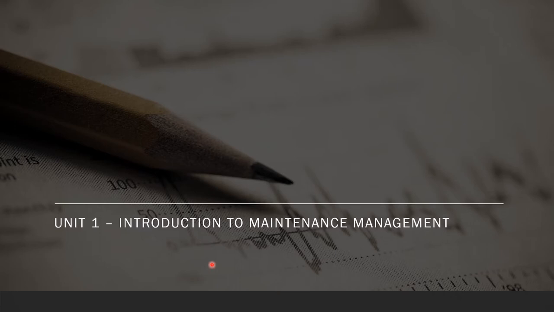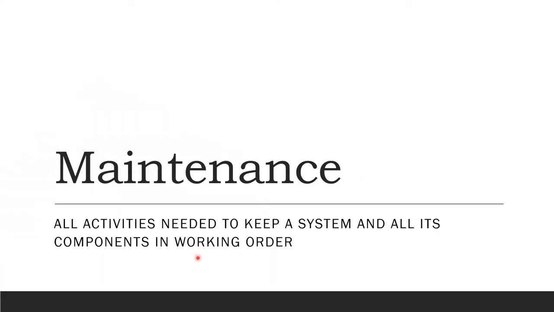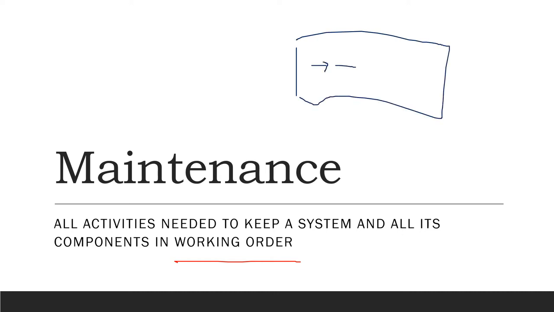Okay, so this unit is just an introduction to maintenance management. Maintenance is so important to an industry because you have to make sure the activities needed to keep a system and all its components are in working order. Okay. So, a system has processes, and all these processes are connected: operations, and equipment, machines, operators, all of that. So anyway, we're looking at all the activity needed to keep this system going.